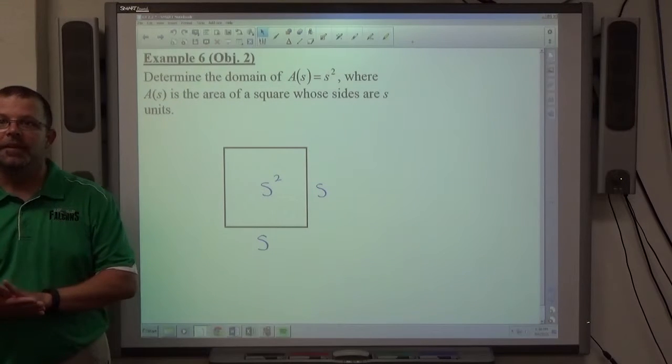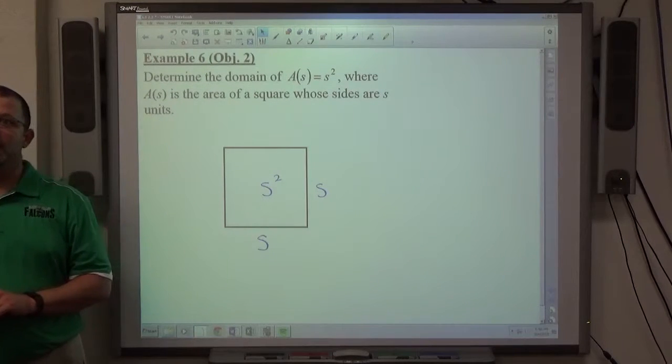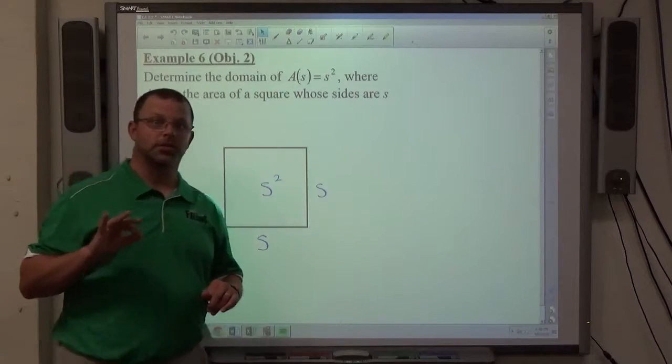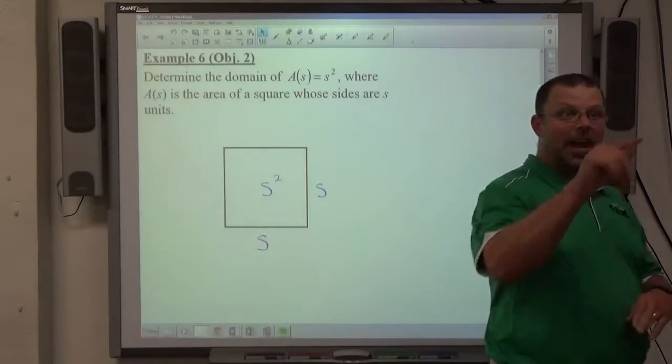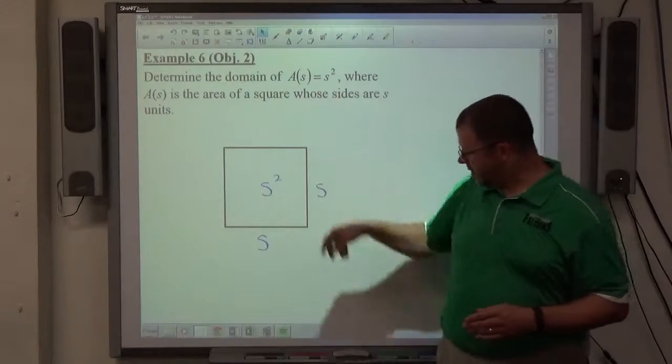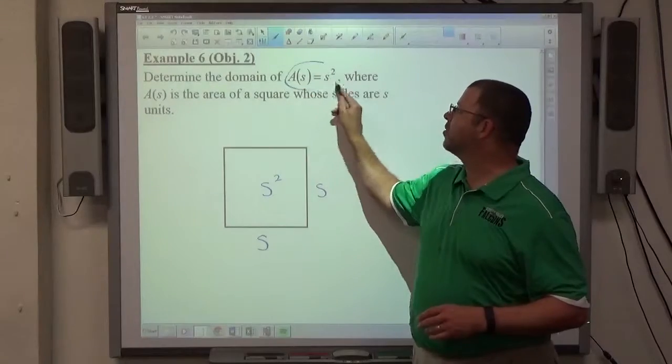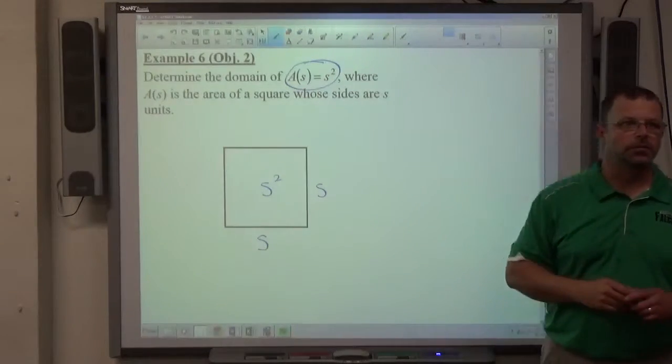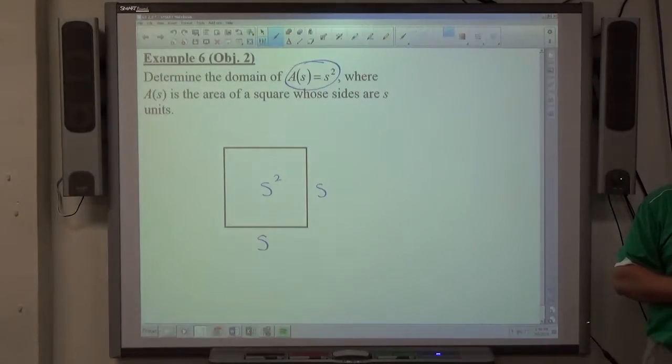Say again. Well, we're not square rooting anything. We're squaring. You can square any number, exactly. Thank you. I didn't hear the whole sentence. So this function itself would have absolutely no restriction to it. I can square anything. 5 squared is 25, negative 5 squared is 25, 0 squared is 0, 1 squared is 1.